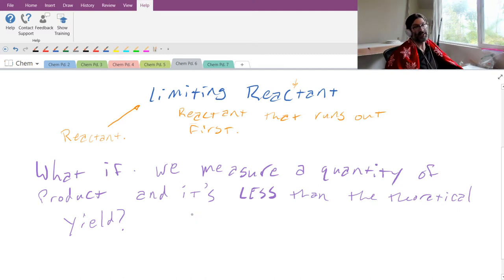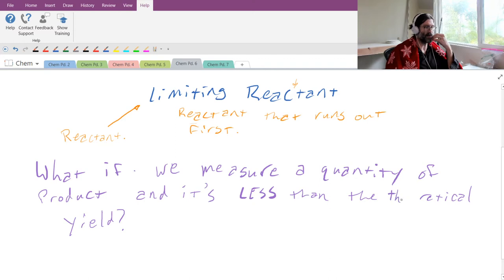Well, congratulations. If we do that, then we're actually in the real world. It never happens. The theoretical yield never happens. That says theoretical. All right. Don't scribble over stuff. It never happens. It's just theoretical.